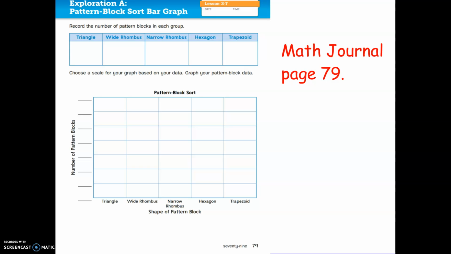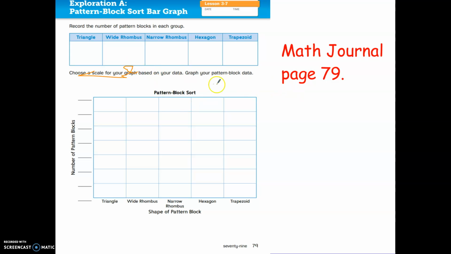What I would like you to do today, because I have sent home some pattern shapes for you to do today's lesson, is on a scratch paper or your whiteboard, see if you can copy this paper. You can just put some headings: triangle, wide rhombus, narrow rhombus, hexagon, trapezoid. You don't need to worry about copying these words down.